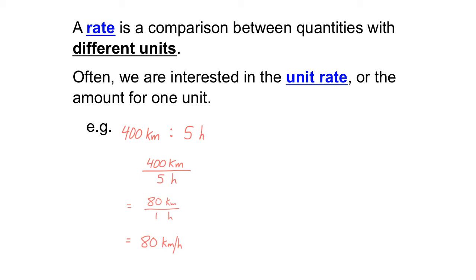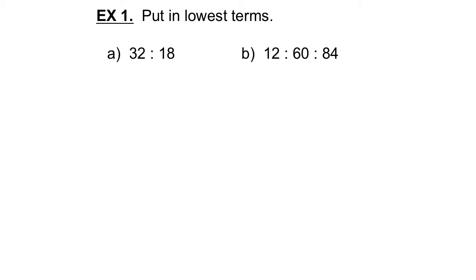So a ratio compares two quantities with the same units. A rate compares different quantities with different units. So let's do some examples. Here's some ratios. Here I'm comparing two quantities, 32 to 18, and we want to put them in lowest terms. If it helps, you can write it as a fraction. You don't need to for this question though, but the principle is the same.